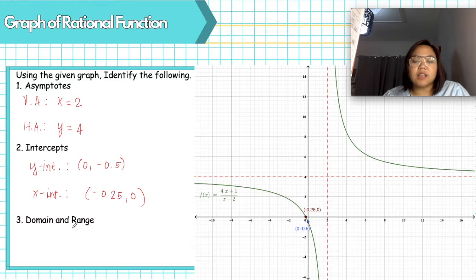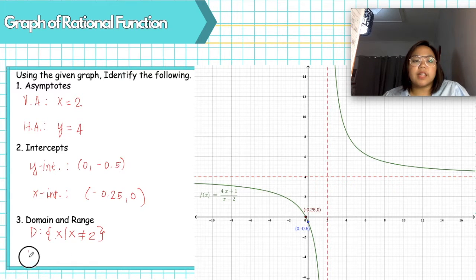So this is the y-intercept and this is the x-intercept. Next, let's talk about the domain and range. So when you say domain, these are the values of x in the function. So notice na yung graph natin, yung green curve dito, pag tinignan natin yung mga x coordinates niya, that will be all the values of x except dito, yung 2. Hindi lang siya madidikit dito sa 2. So therefore, the domain will be x such that x is not equal to 2. This means na lahat ng values of x except 2.